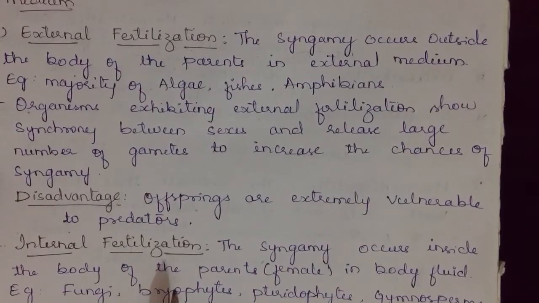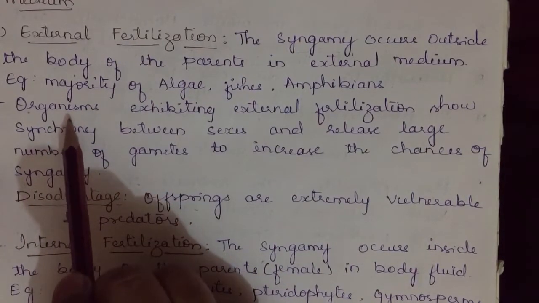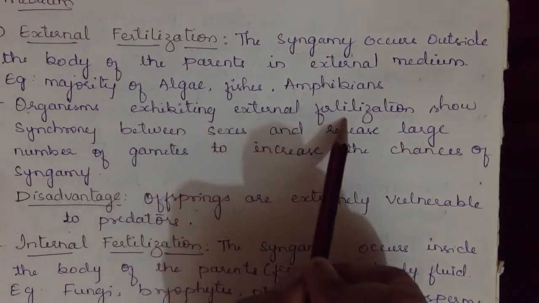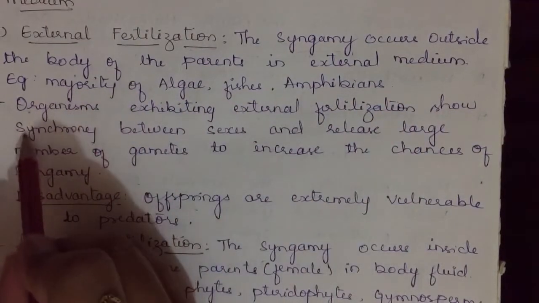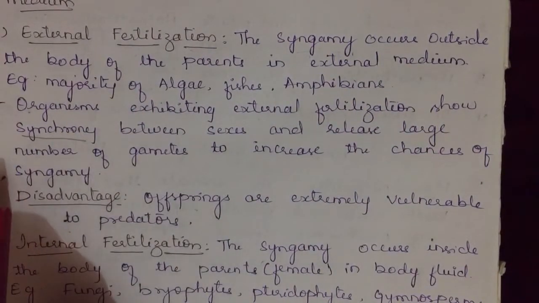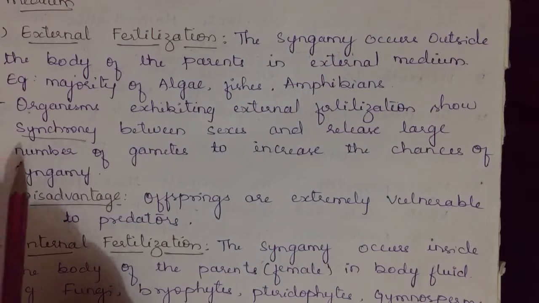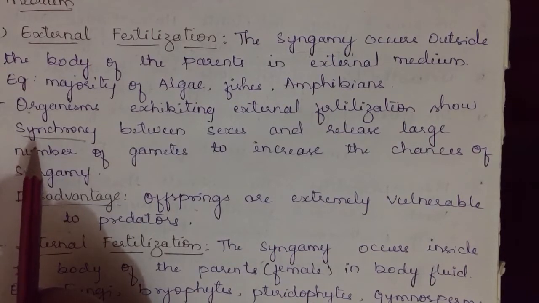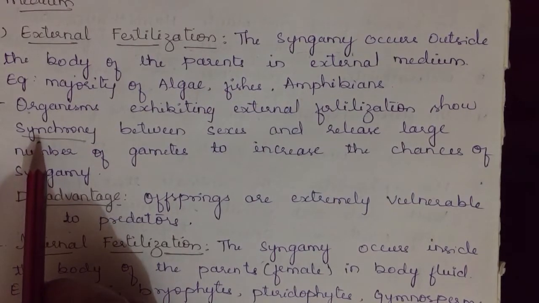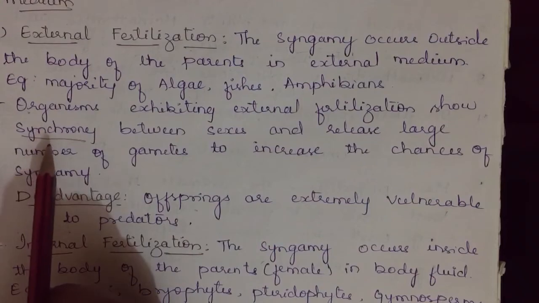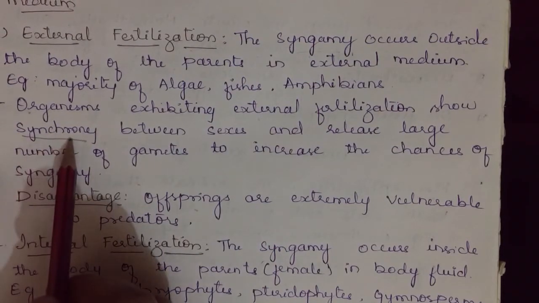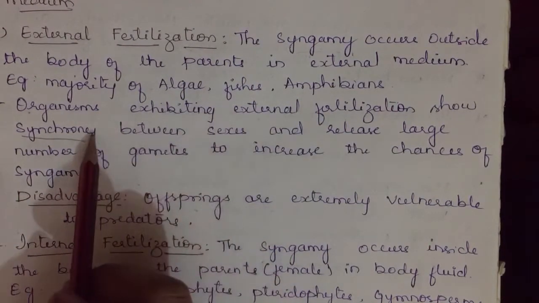About external fertilization, we have some more information. The organisms which are exhibiting external fertilization show synchrony. Synchrony means together at a time, synchronization. You might have heard this term. There must be synchronization in dancing steps with each of the participants, which means all should put the same step at the same time. So synchronization should be there in external fertilization.